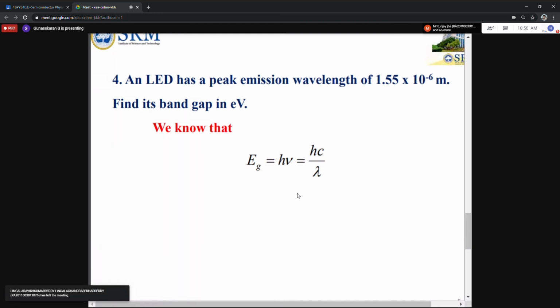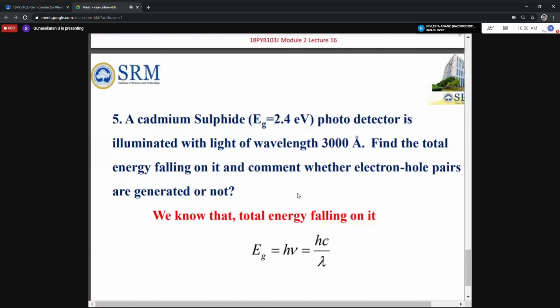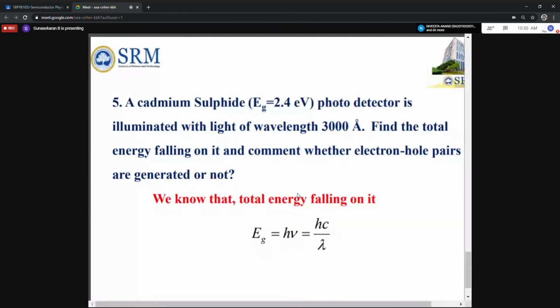What is the answer for this fourth and fifth one? I think the fifth one is also similar to this one. The cadmium sulfide energy gap is given and the wavelength is given. You have to calculate the total energy falling on the surface and check whether electron-hole recombination takes place or not, like that. Okay, you do this yourself. Then only you get some ideas.